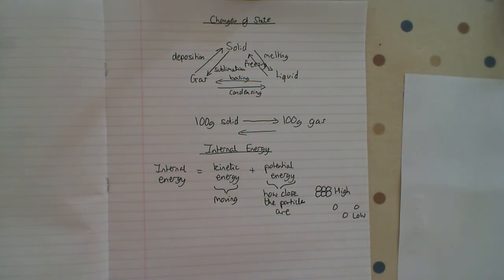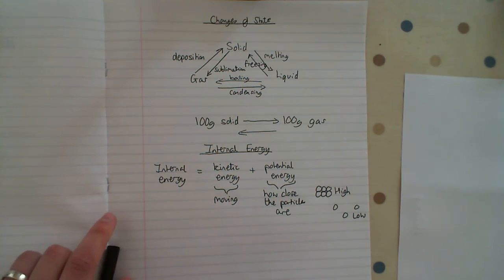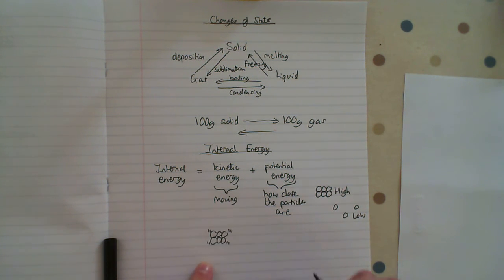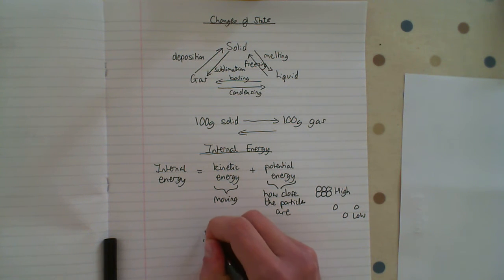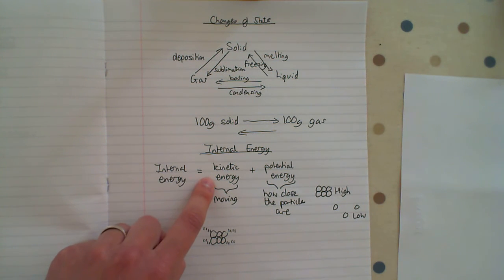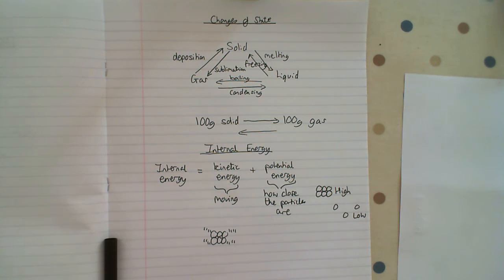So how can we increase the internal energy? We can increase the internal energy by heating an object up. And what happens when we heat an object up? The particles move faster. So for example, in a solid, we can represent the particles moving by vibration. We heat it up, they move faster, more vibrations. They're moving faster, they've got more kinetic energy. If we've got more kinetic energy, we've got more internal energy.